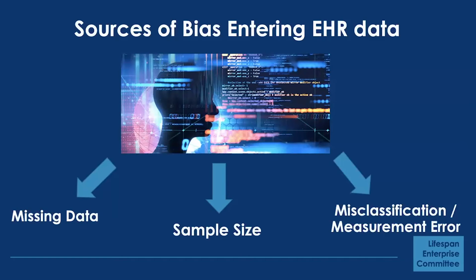So we discussed three major sources of bias entering EHR data that could have an impact on machine learning algorithms. And it's important to remember that these biases are not unique to machine learning. They actually have an impact on all types of statistical analyses. But today we'll talk about them in the context of machine learning. And they are missing data, sample size, and misclassification or measurement error.